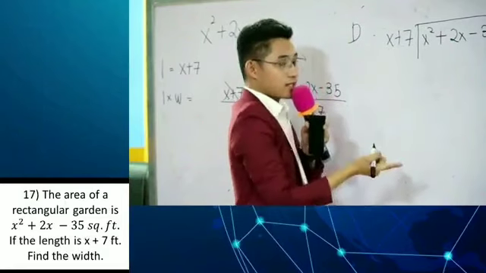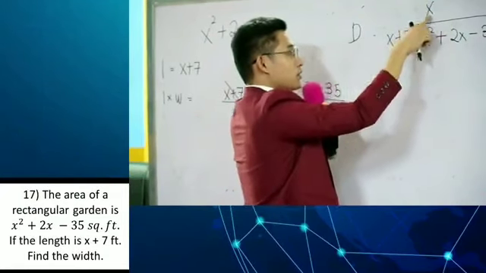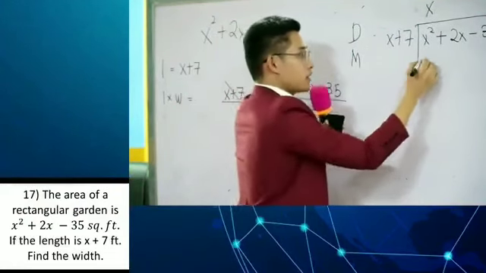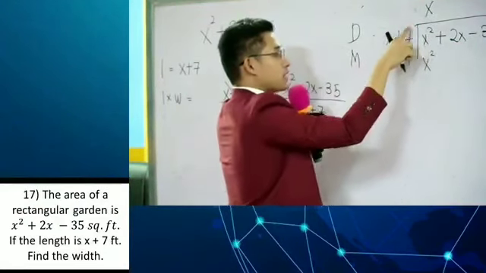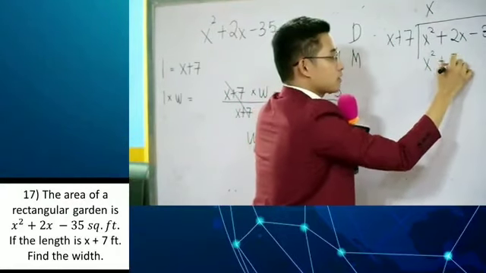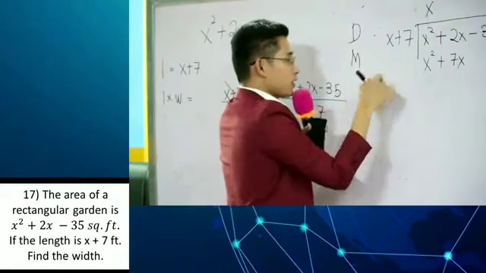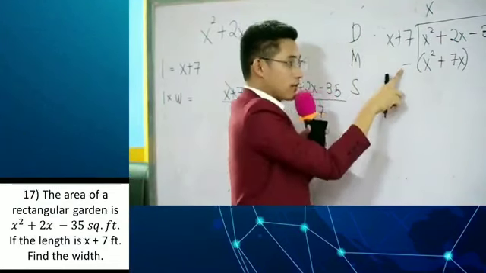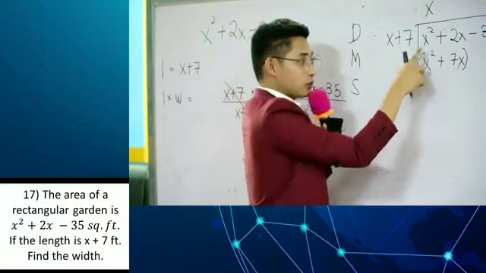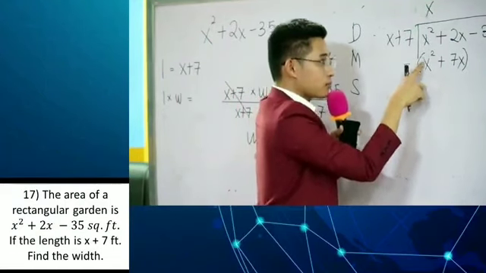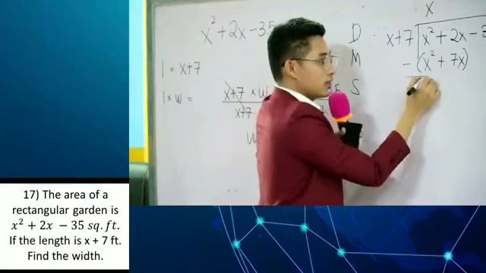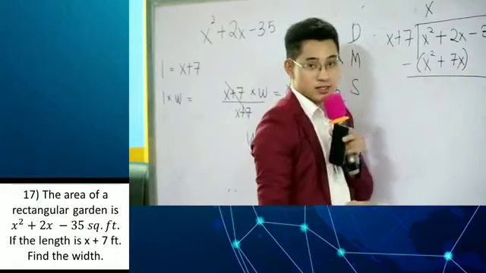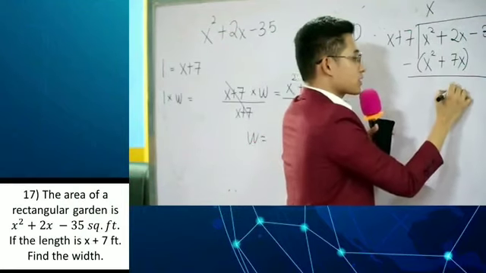X squared divided by x, x. So, next, multiply. X times x, x squared. X times 7, 7x. Okay? And, anong next step? Subtract. So, tandaan nyo, itong negative na ito is for this whole quantity. So, therefore, ito magiging negative. So, x squared minus x squared is 0. Okay? Next, 2x minus 7x, negative 5x.